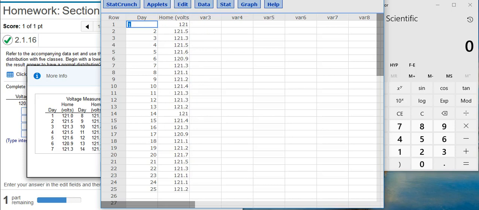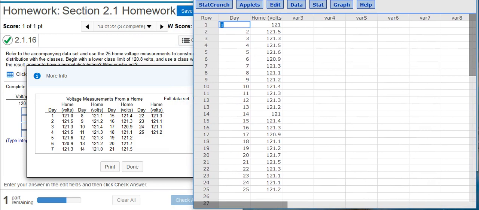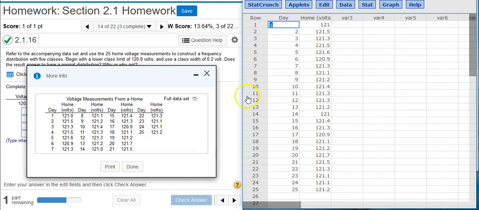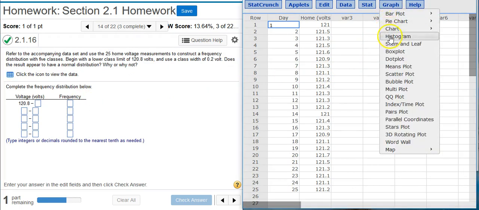So here's the data in StatCrunch. Now we have our data set. We're done with this window. We can shut it down. So we're going to make a frequency distribution in graphical form and then just copy the values from that graphical form over into the tabular form for our answer fields. To do that, we're going to go up here in StatCrunch and go to Graph, and I'm going to select Histogram.